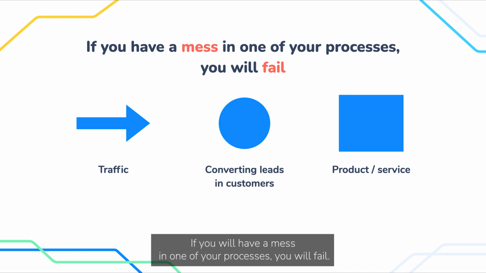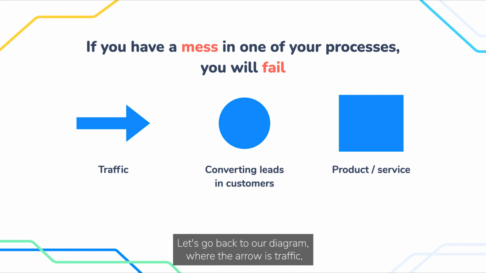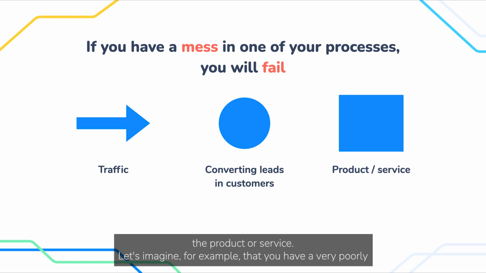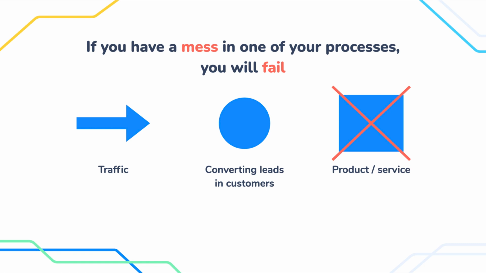If you have a mess in one of your processes, you will fail. Let's go back to our diagram, where the arrow is traffic, the circle is the conversion of leads into customers, and the square is the product or service. Let's imagine, for example, that you have a very poorly developed third business process, a product or service. That is, you have great traffic, you sell perfectly, but the product that you sell is of low quality, customers don't like it, and they are not happy when they buy it. Accordingly, your business won't work.